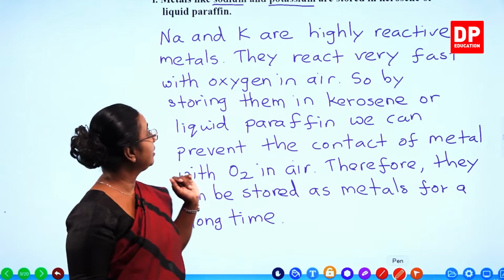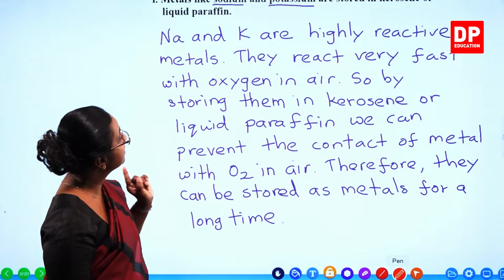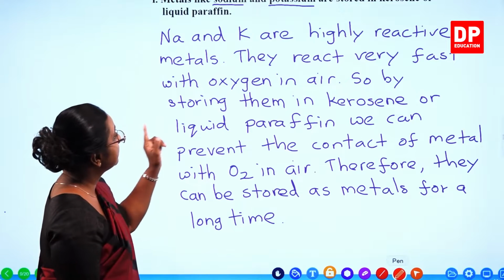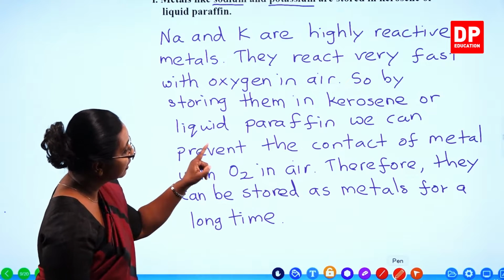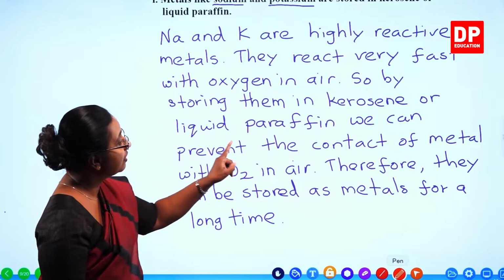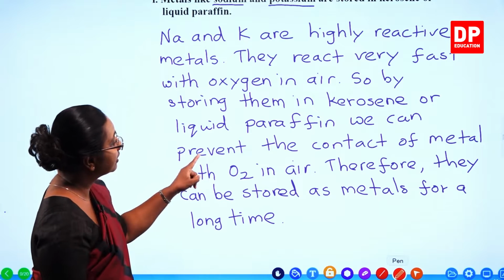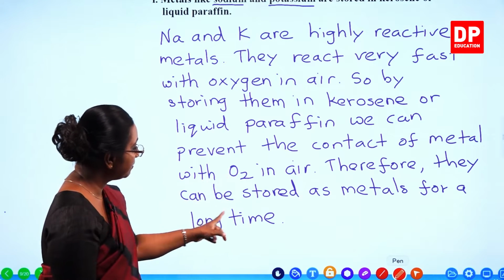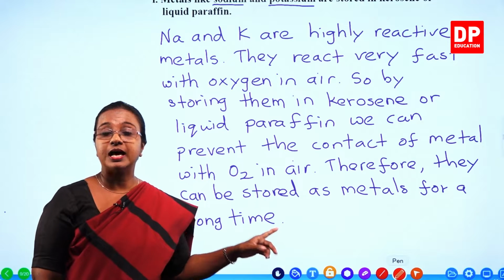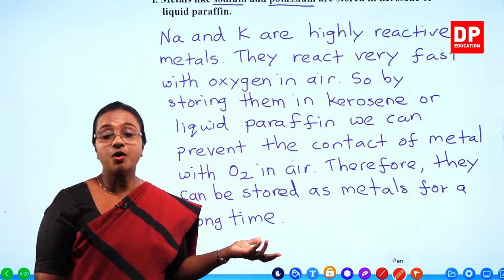So that is what you need to write here. Sodium and potassium are highly reactive metals. They react very fast with oxygen in air. So by storing them in kerosene or liquid paraffin, we can prevent the contact of metal with oxygen in air. Therefore, they can be stored as metals for a long time, that is in the laboratory or anywhere.